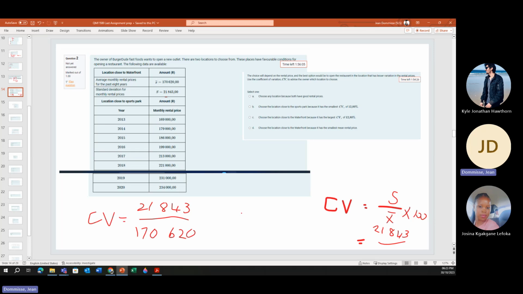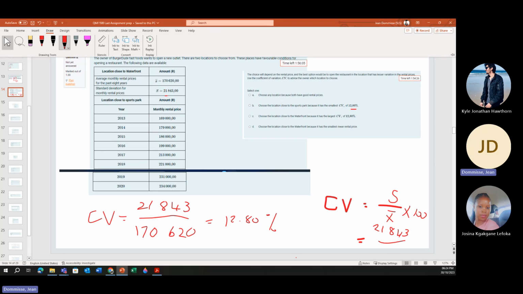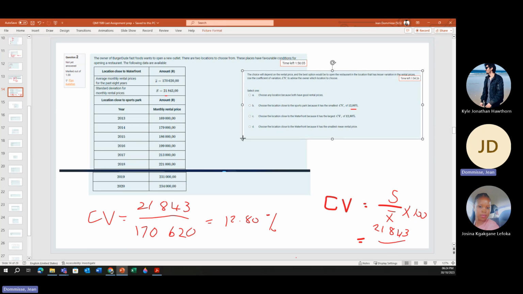Okay, so 21843 divided by 170620 gives us 0.12, but if we multiply by 100, it's 12.08%. Okay, this is in O, so that's 12%. Choose any. I just want to see all these weird questions again or answers.